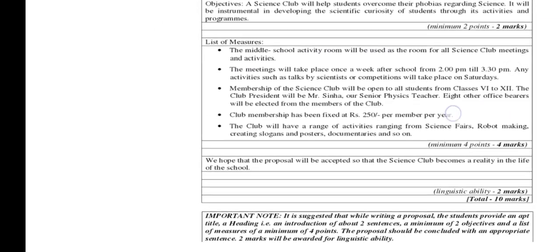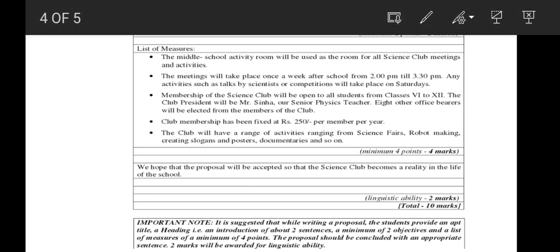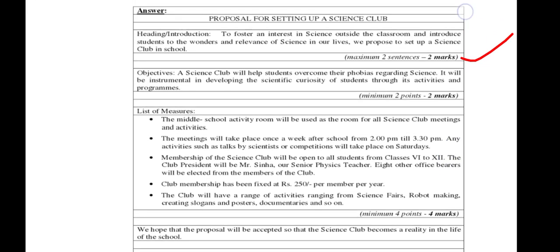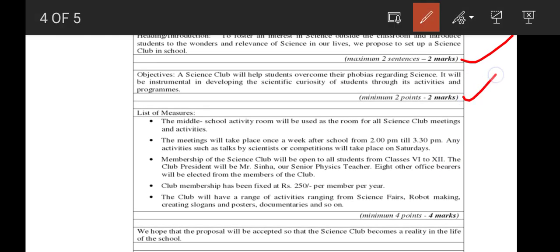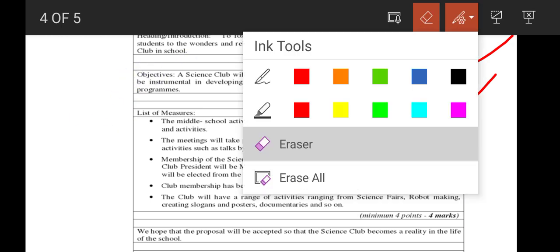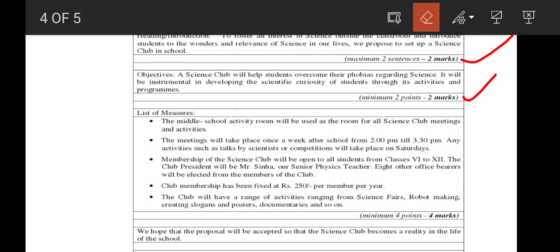Understand? I hope so. So in the objective we have to write the importance, why you are keeping this thing, what is the significance of this thing. What is the objective of keeping a science club? We have told you: to eliminate the phobia of children regarding science. We have proposed this science club. Next is the list of measures.